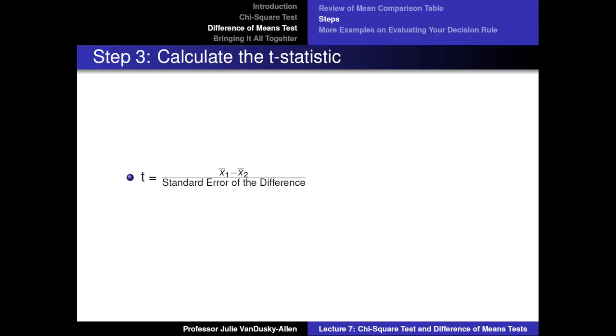Now that we have our decision rule, we can calculate our t-statistic. T equals the mean of sample 1 minus the mean of sample 2, and that value divided by the standard error of the difference.